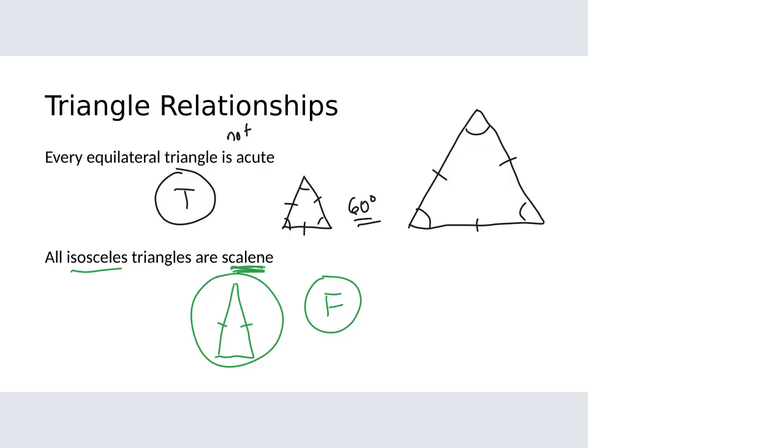In fact, no isosceles triangles are scalene because by definition, isosceles means they have at least 2 sides the same. Scalene means they all have to be different. So that one's definitely false just by the definitions of the 2 words.